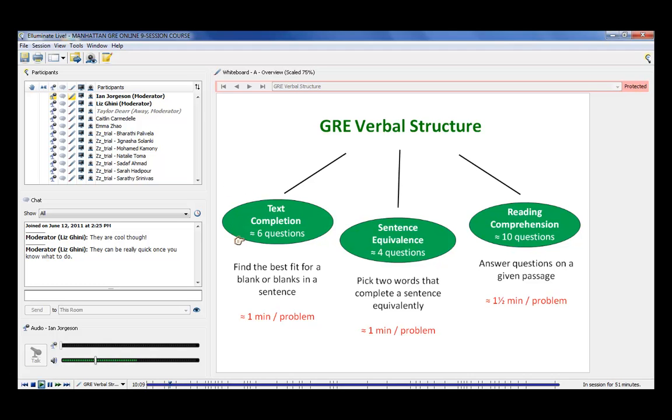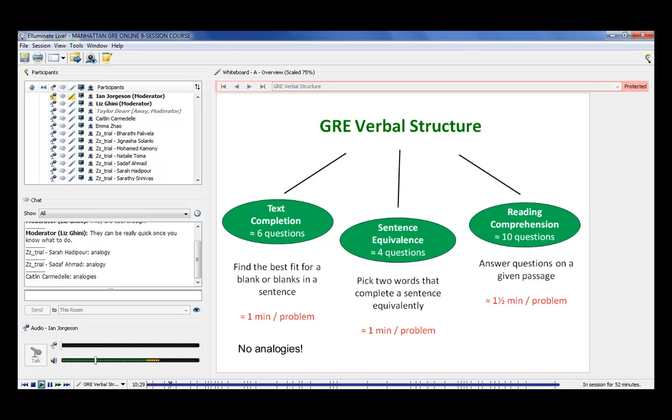What do you notice is not on this list? Anybody real familiar with the old GRE? What is no longer on the verbal? Anybody taking the old GRE? All right, yeah, that's the first one. No analogies. And what else? What was the other type that's not on this list anymore? Anybody remember? No analogies anymore, and no also starts with AN. Antonyms, yeah, you have it. So no analogies anymore, no antonyms.